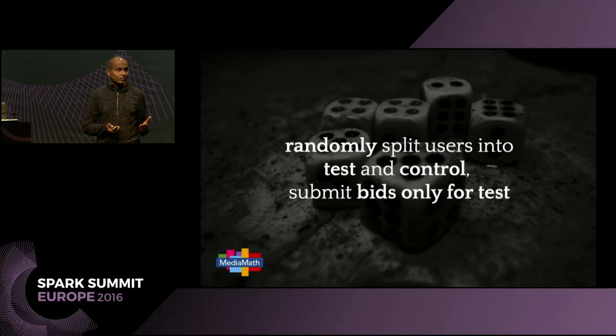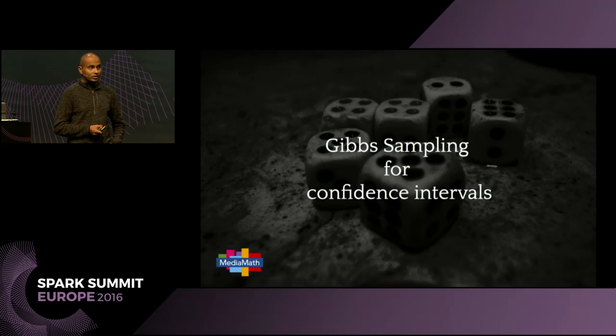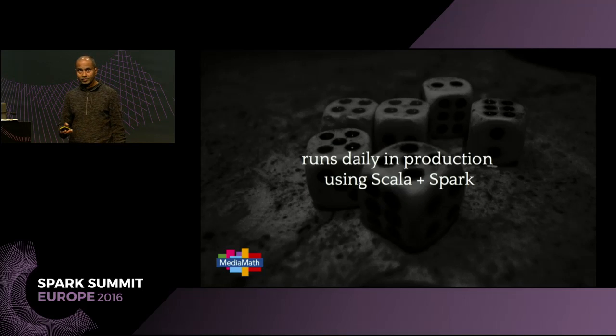Now, if you do this naively, there will be several subtle statistical bias issues. And we are one of the first in the industry to come up with a methodology to account for this bias and correct for it and estimate the causal effectiveness of the ad. In addition, we use Gibbs sampling to estimate confidence intervals around this measure. And all of this runs in production in Scala and Spark. And we report the numbers that we get out of these jobs to our clients who are measuring their ads.